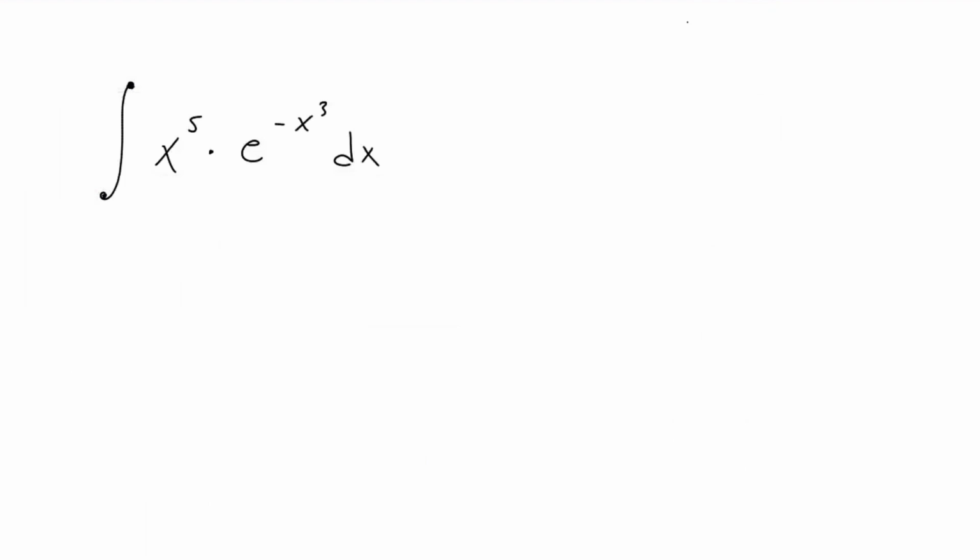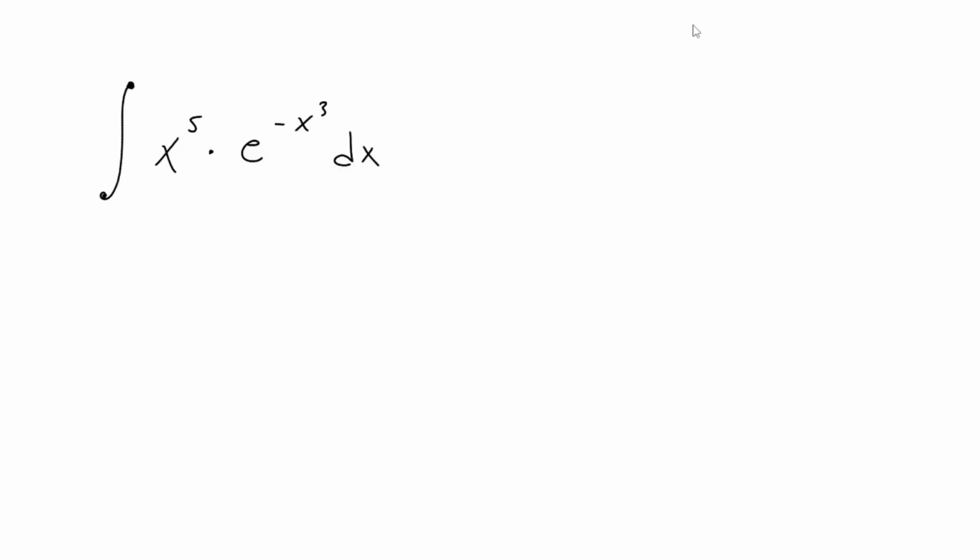Alright, so here we have a problem that asks us to integrate x to the 5 multiplied by e to the negative x cubed dx. So what do we do here? The first thing that I notice is that this can potentially become an integration by parts problem as we work on it. But before that, I can recognize that I can potentially do a t substitution, which is the same thing as a u substitution, but I just don't want to get confused when I do integration by parts.